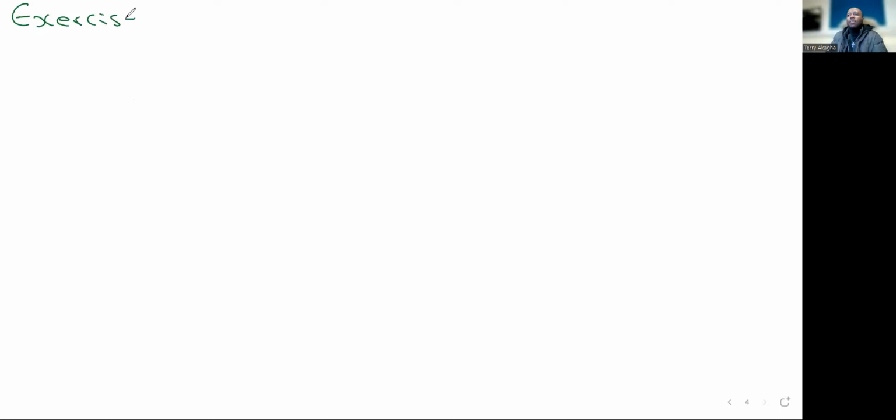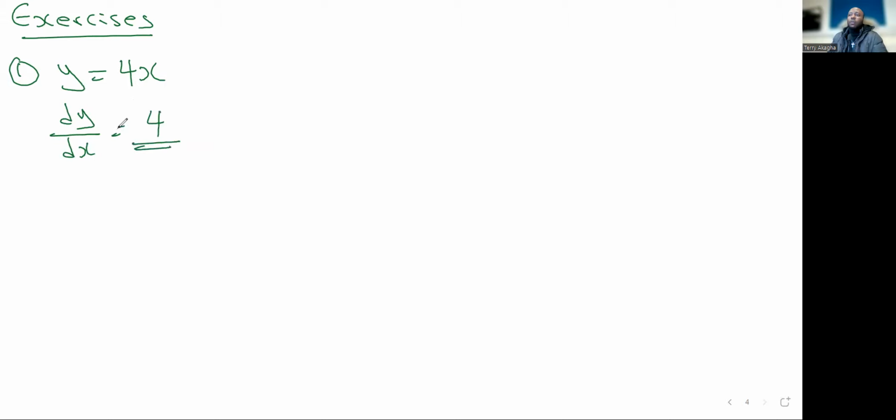Let's pick some exercises. Let's assume we have y is equal to what? 4x. Now, when you differentiate this, you're going to get what? 4. Now, because there's a constant with a unit power, it's going to be equal to the constant. Number 2, let's say we have y is equal to minus 5x. Now, the constant here is minus 5, and x is raised to the power 1, unit power. So it's going to apply. So dy over dx is going to be equal to minus 5.